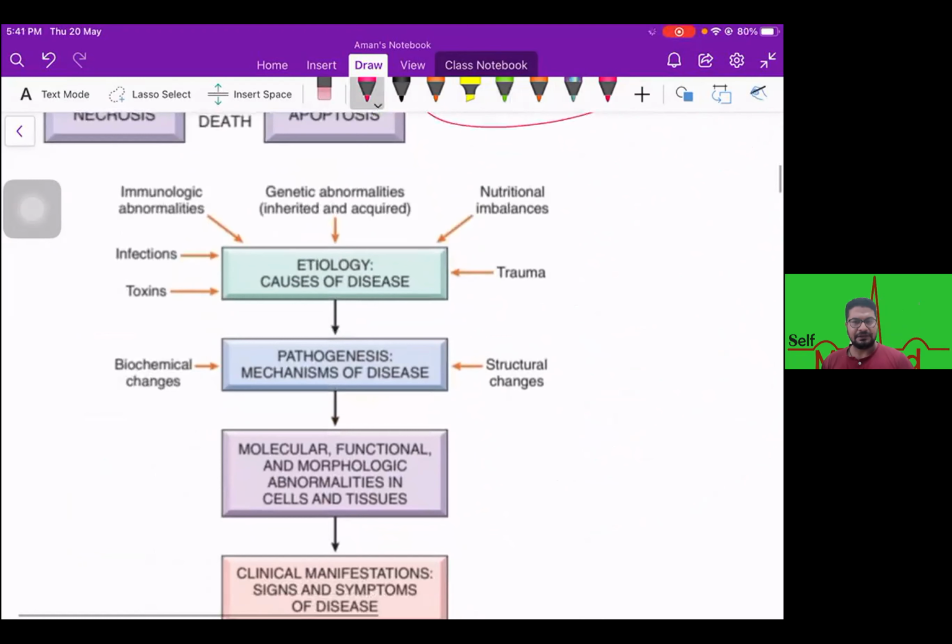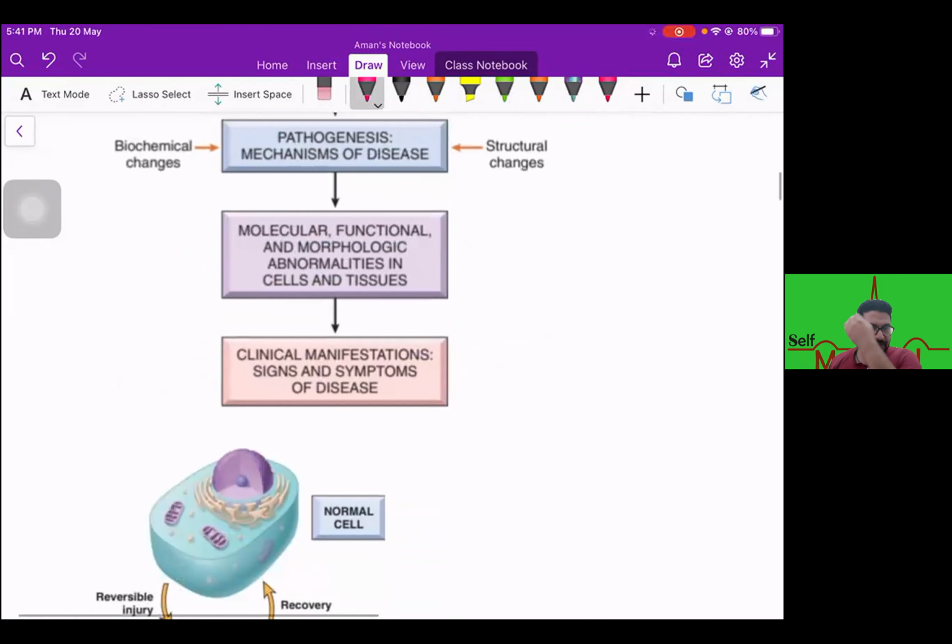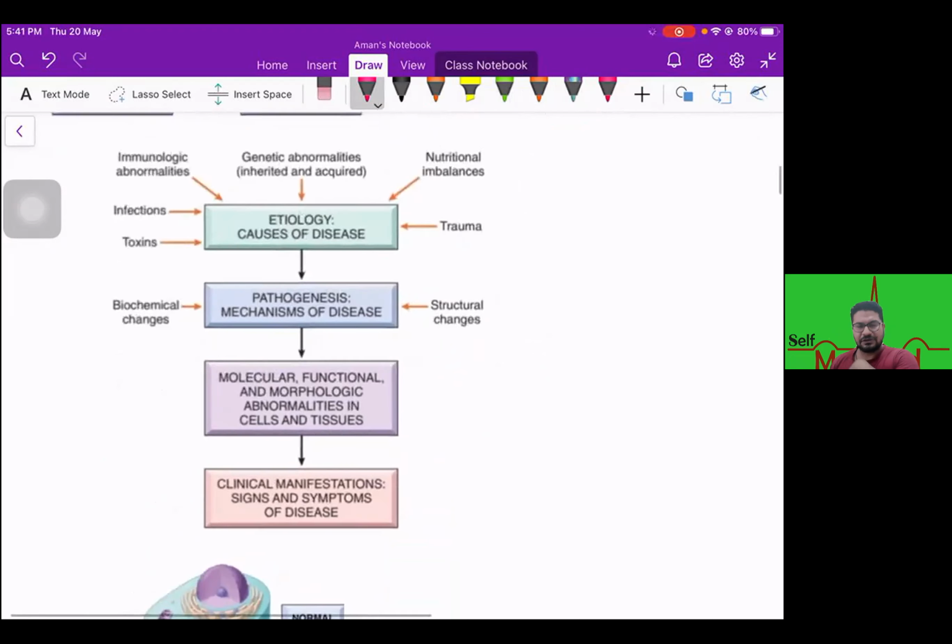Okay, if I move forward, understand this. There are many factors: it could be trauma, nutritional imbalance, genetic abnormalities, immunological disorders, autoimmune disease or immunodeficiency disease. It could be infections like COVID infections or any other bacterial infection. It could be toxins or any kind of biochemical abnormality. It will ultimately affect your structure and cause structural changes in the cells, and that will alter the molecular, functional, and morphological features of cells. So we develop certain signs and symptoms. Ultimately, what you are seeing are multiple causes of cell injury.